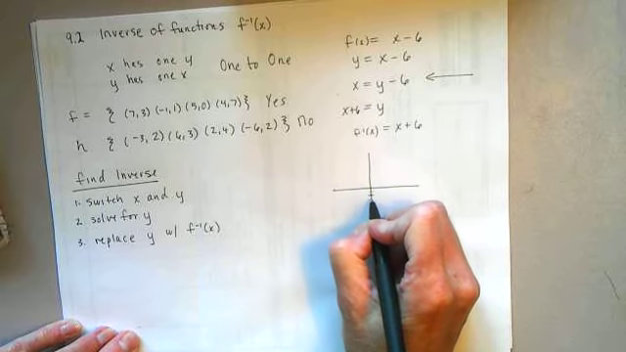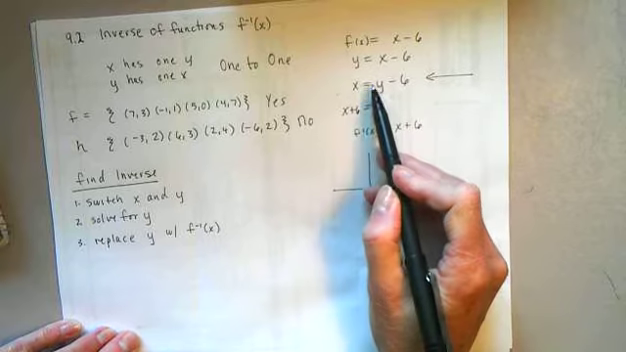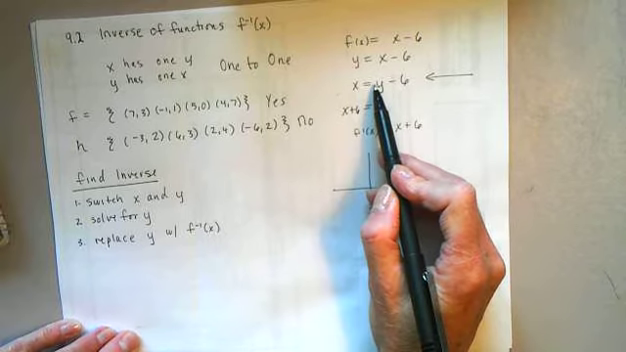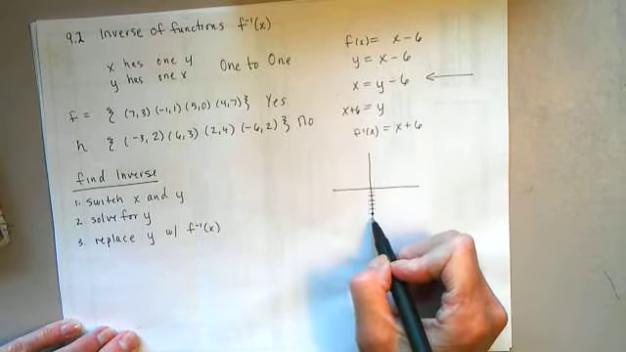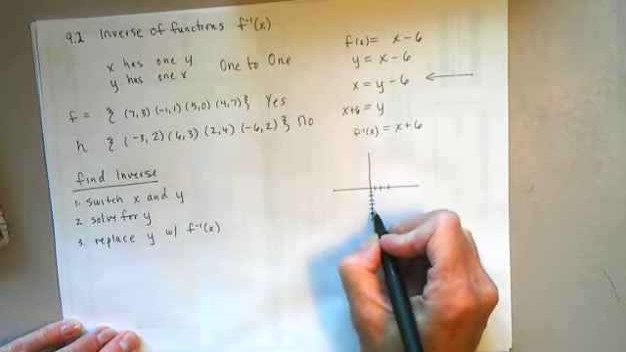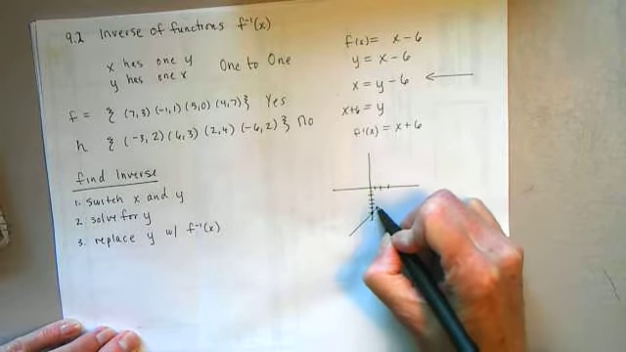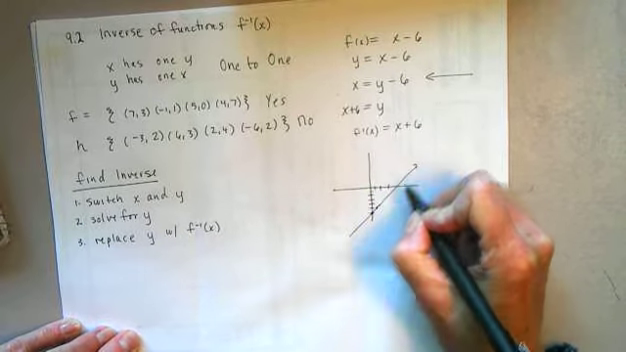1, 2, 3, 4, 5, 6. And then the slope, in front of that y is a 1, so we know that it's 1 over 1. So I'm going to go up 1, over 1. So just one of those places. And that's where I will draw that function.